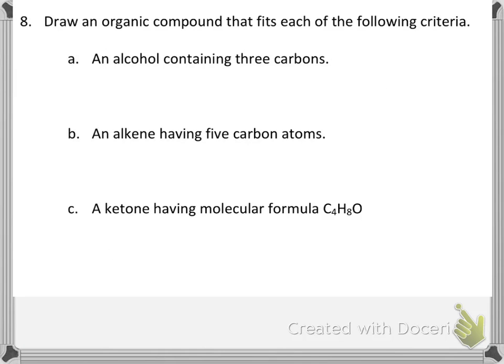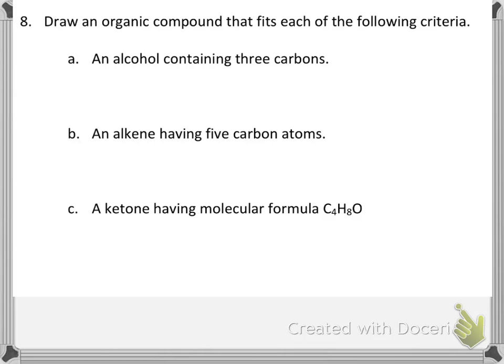Now another thing we can do is, if we know the functional group, we can actually draw compounds. Now you might be able to draw more than one correct compound to fit the description. So I'll only draw one of them. If you think you have a right one and want me to check it, send me a picture of it and I'll let you know.